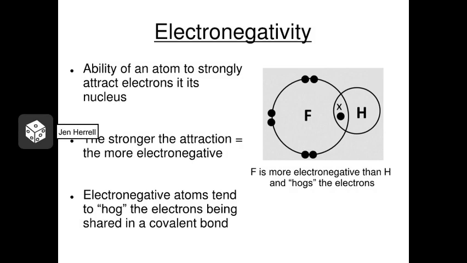So what is electronegativity? Well, this refers to an atom's ability to attract electrons very strongly. Certain atoms are more electronegative than others. Fluorine, for instance, is very electronegative. It really attracts electrons strongly to it. Hydrogen, on the other hand, is not very electronegative. In general, the larger an atom is, the more electronegative it is, although there are exceptions to that.